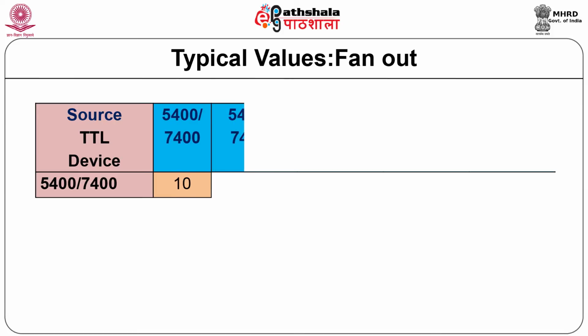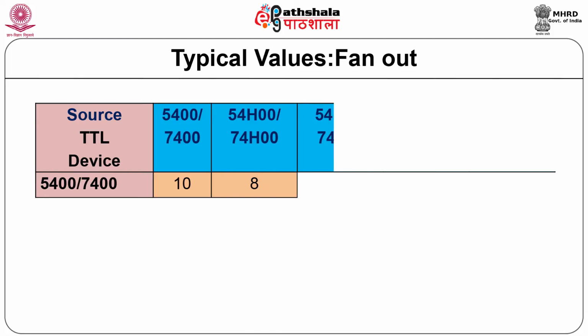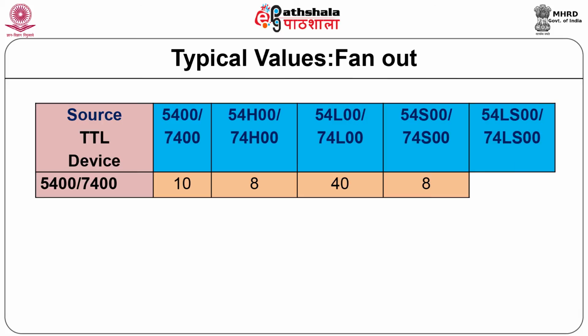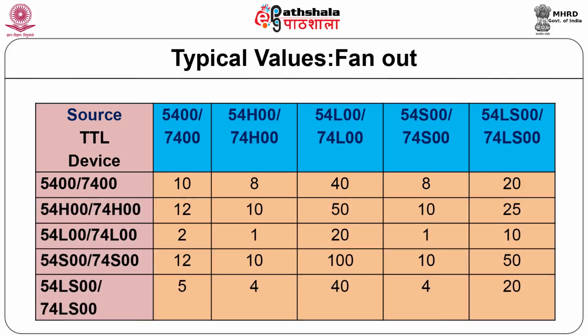If it is 7-4H series, it is 8. If the load is 5-4L series or 7-4L series, then it is 40. If the load is 5-4S or 7-4S series, it is 8, and with 5-4LS or 7-4LS as a load, then 20 different gates can be connected together. So likewise, if the source changes, then according to the load, the fan out also changes.